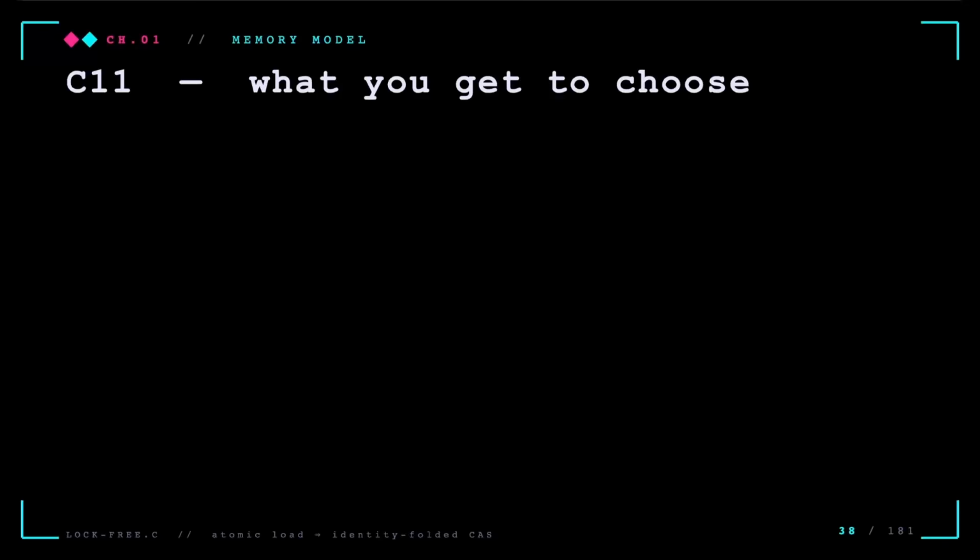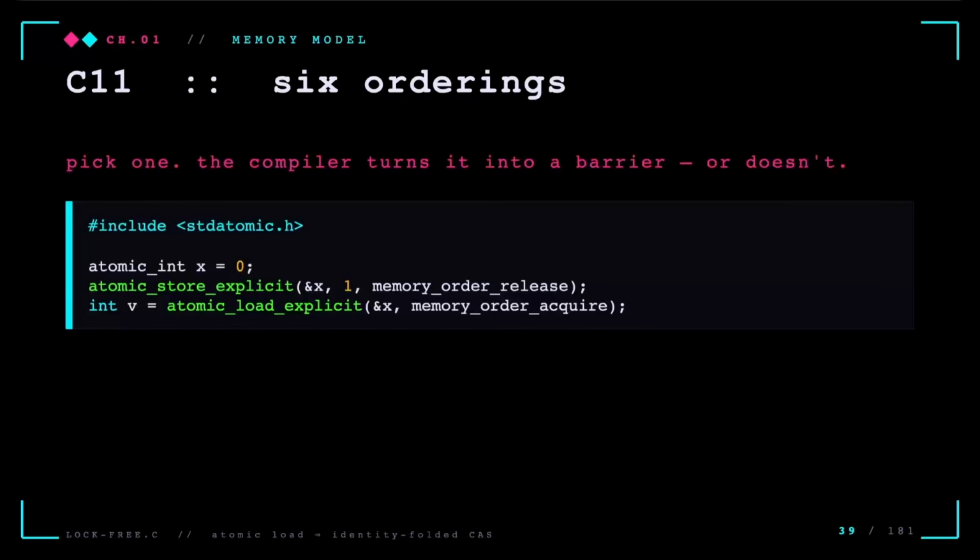So C11, we talked in the last video about atomics, I believe. It also provides orderings that we can choose from, a total of 6. For example, with atomic store explicit, we can specify that we want memory order release. Or with a load explicit, we can request memory order acquire. Basically you pick one, you choose the memory order that you want.